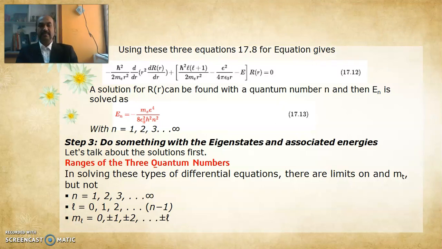In solving these types of differential equations, there are limits on n, l and m_l, where n is equal to a positive integer, that is 1, 2, 3, 4 and so on till infinity. l is equal to 0, 1, 2, 3 and so on till n minus 1, and m_l is equal to 0, plus or minus 1, plus or minus 2, plus or minus 3 and so on till plus or minus l.